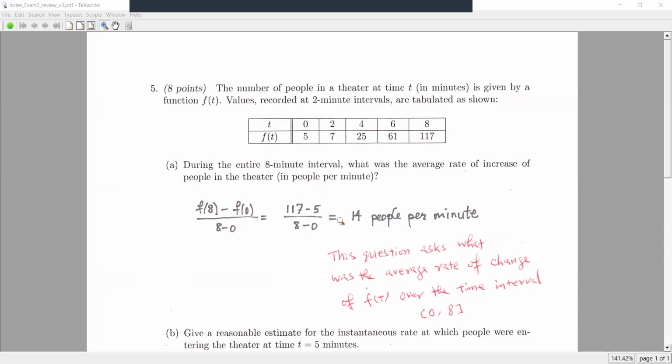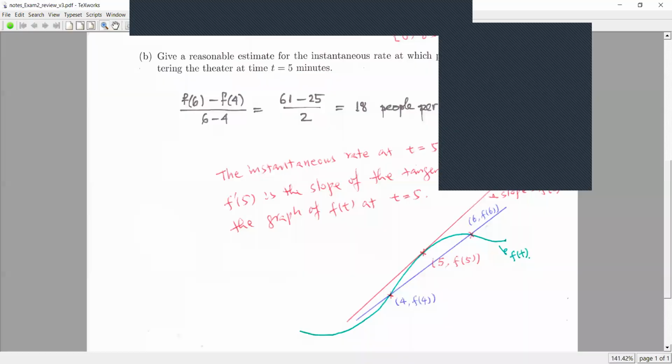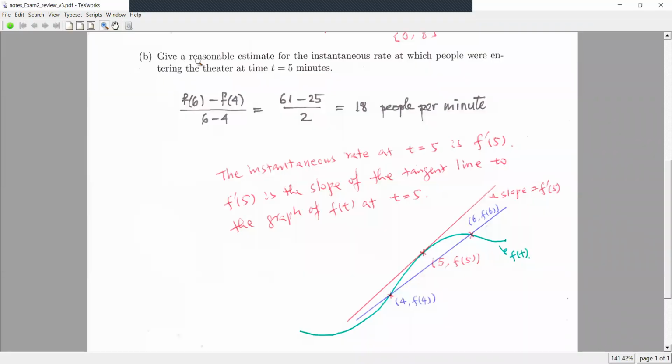By calculator, this number is 14. So the answer is 14 people per minute. Part B. Give a reasonable estimate for the instantaneous rate at which people were entering the theater at time t is 5.